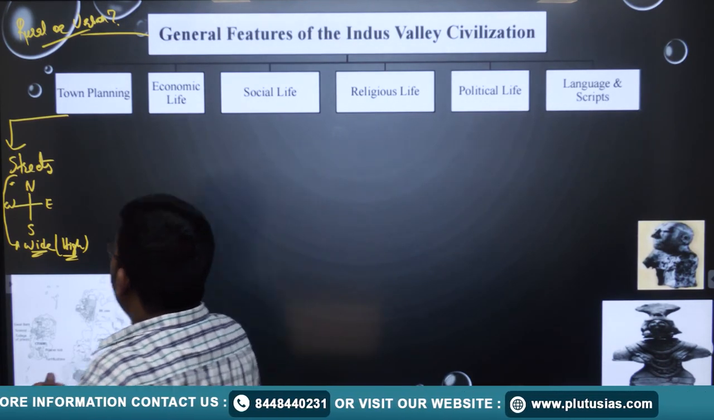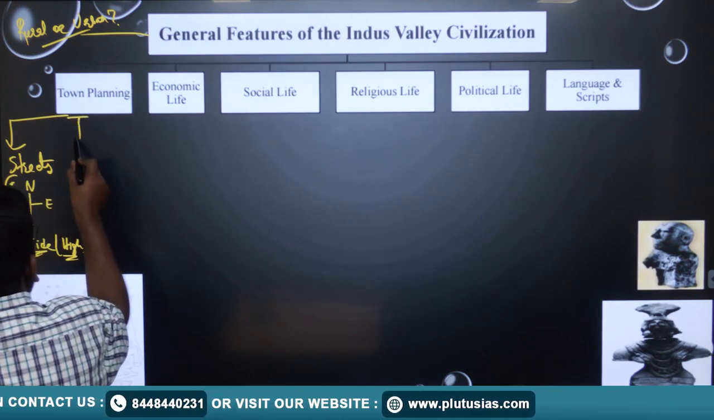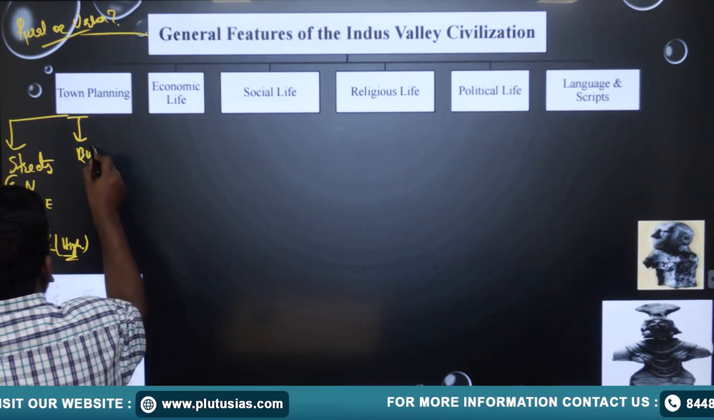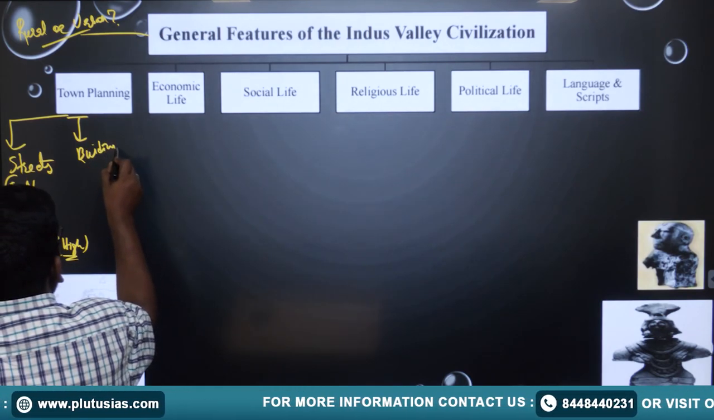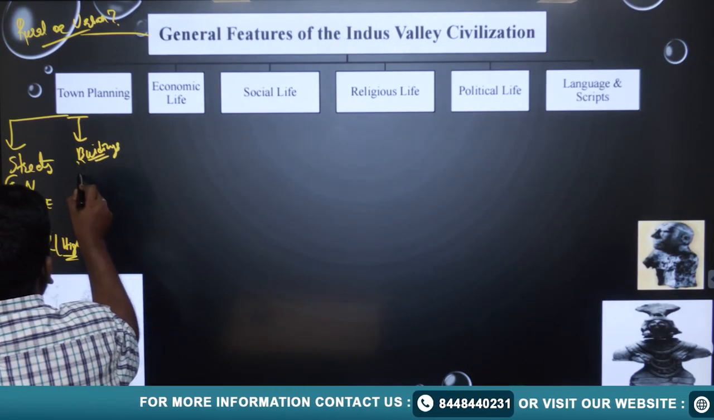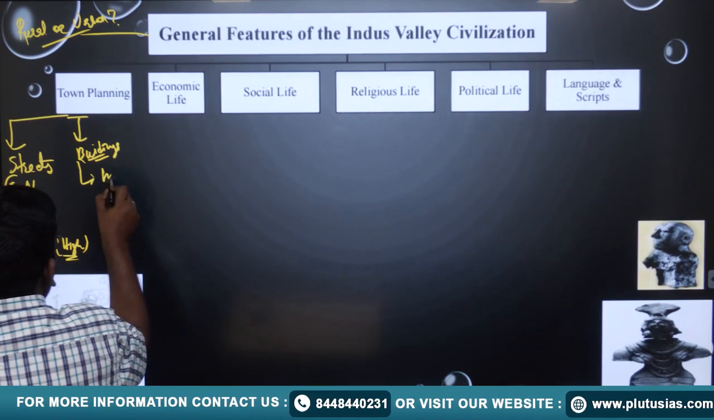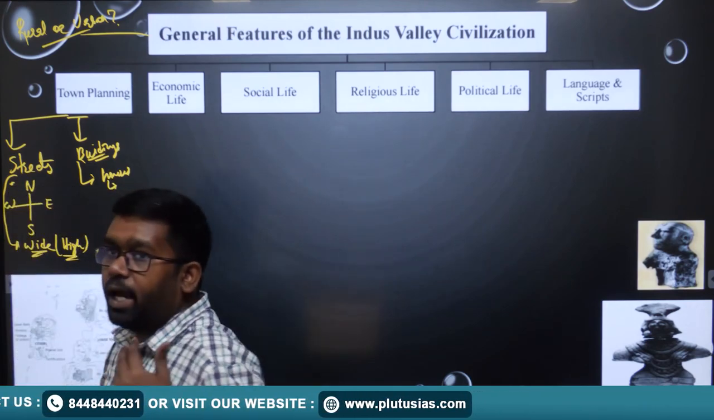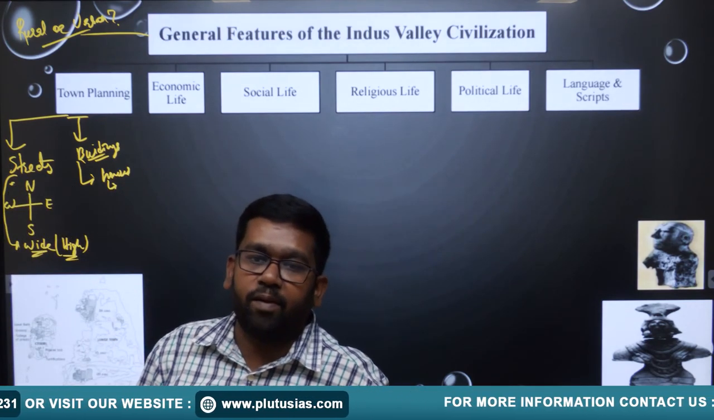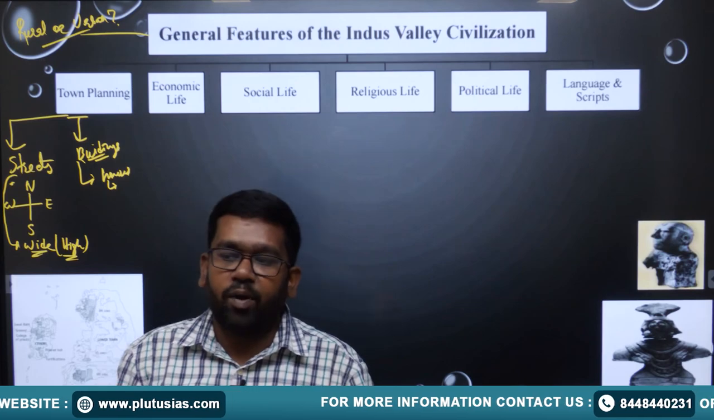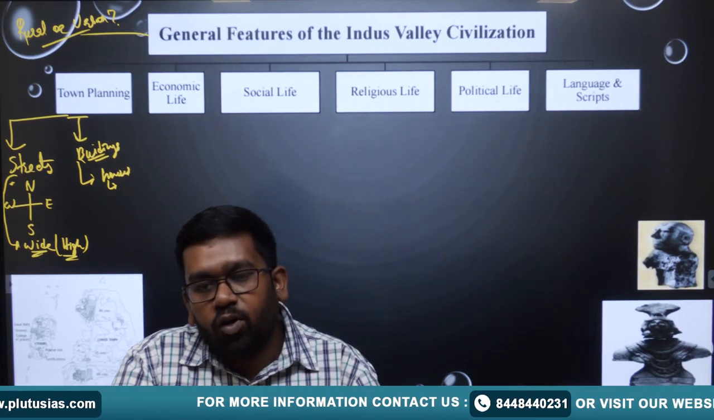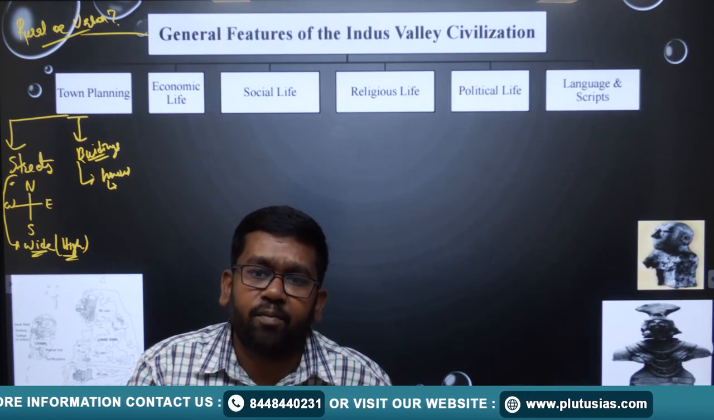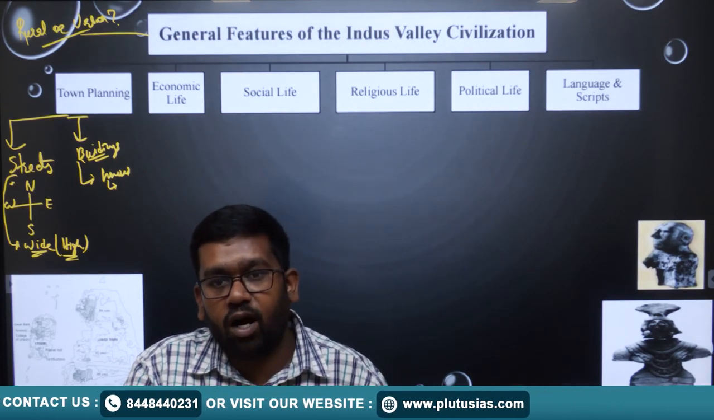Another feature of the Indus Valley civilization, apart from streets, was the buildings. Why are buildings most important? Because of the houses. There were different types of houses, and in one house there were different types of rooms. Suppose one room may be a kitchen, one a drawing room, one a bedroom, one a guest room. So different types of rooms are found in one house.